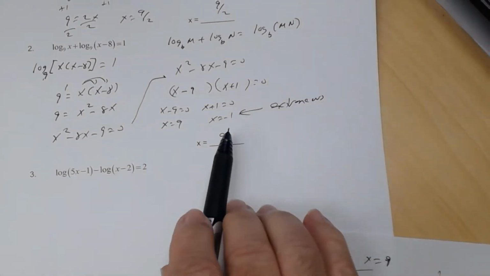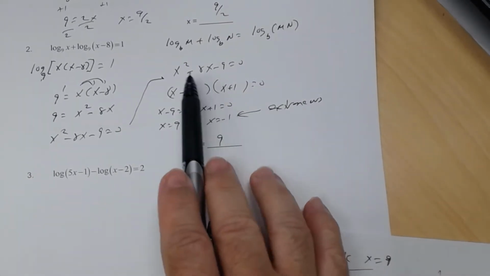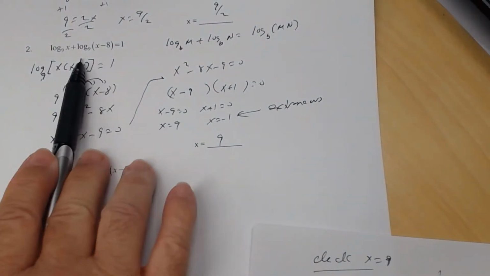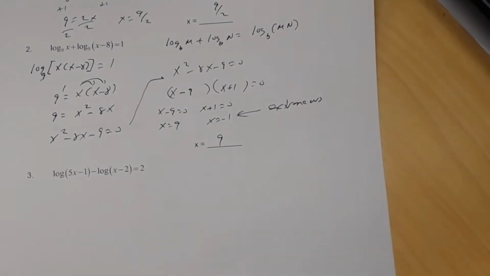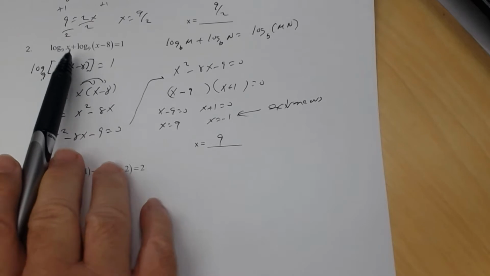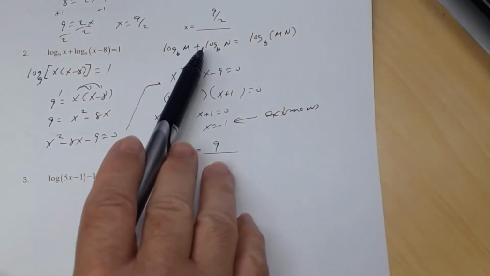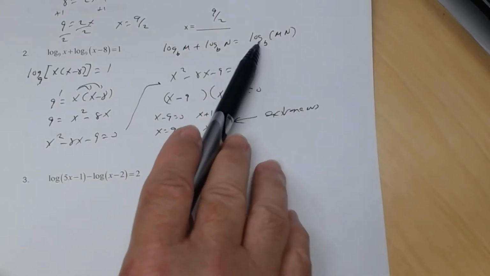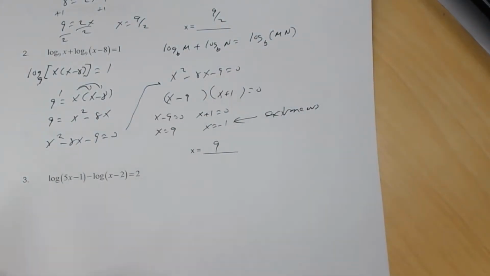Remember that extraneous means it's a false solution. Basically it's a solution to this quadratic, but it's not a solution to the original equation. So this is the only solution. Just remember that we have to use this property: the log of m base b plus the log of n base b, as a single logarithm, is just the log of the product of the two arguments.